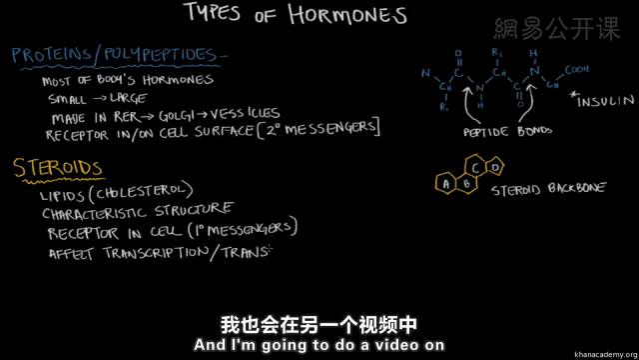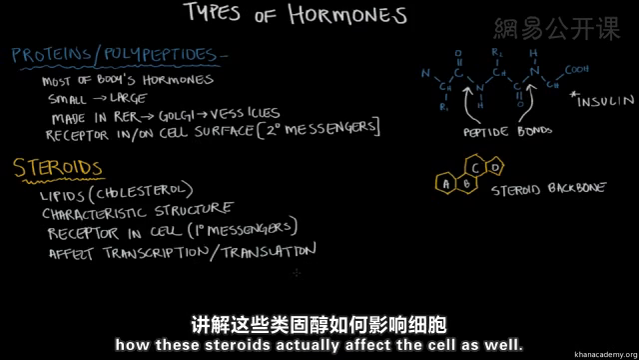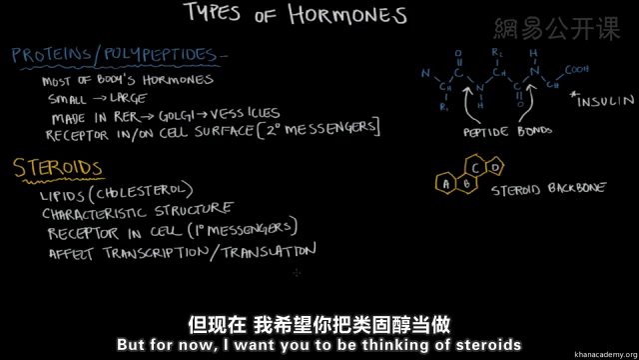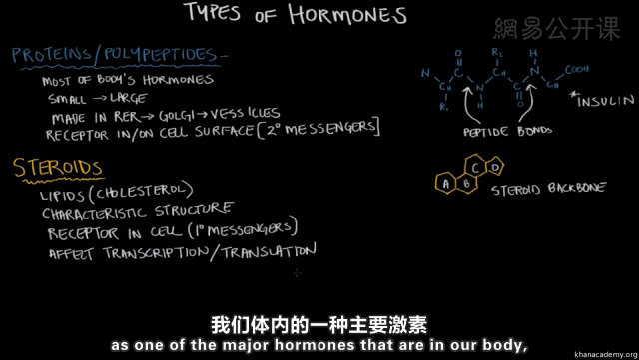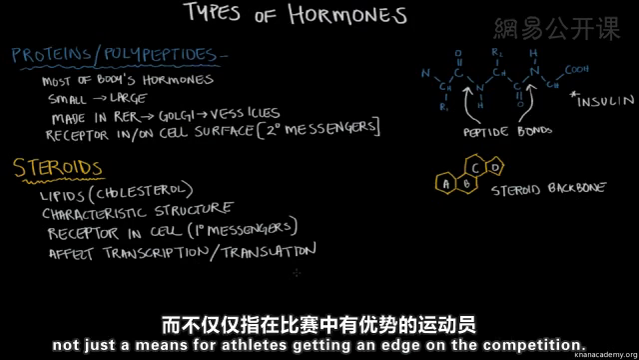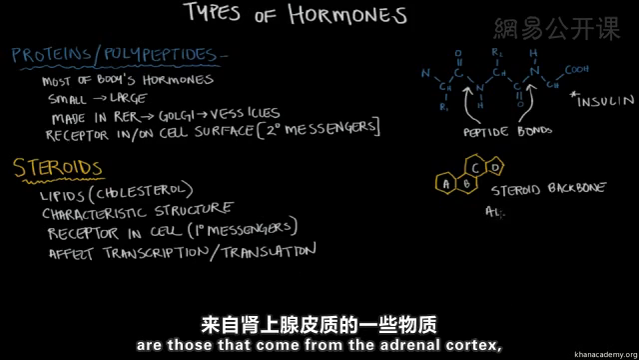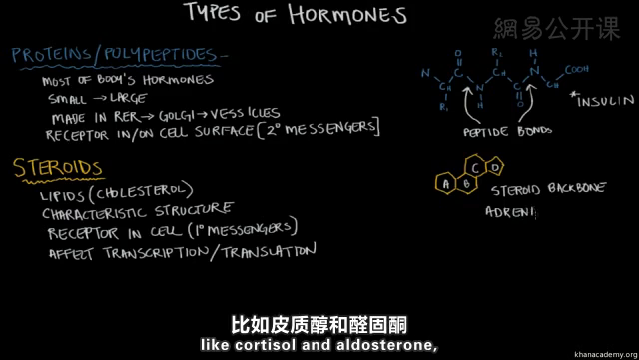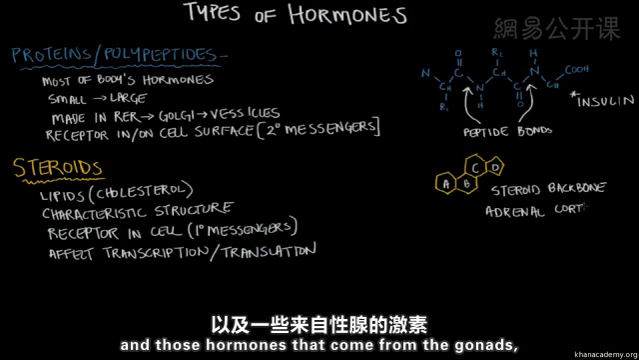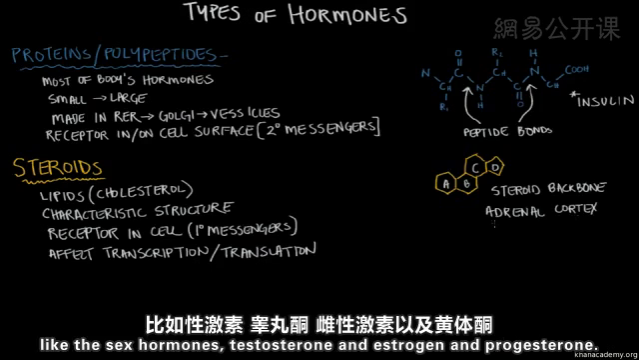And I'm going to do a video on how these steroids actually affect the cell as well. But for now, I want you to be thinking of steroids as one of the major hormones that are in our body, not just a means for athletes getting an edge on the competition. And so some examples of big steroids in the body are those that come from the adrenal cortex, like cortisol and aldosterone. And those hormones that come from the gonads, like the sex hormones, testosterone and estrogen and progesterone.